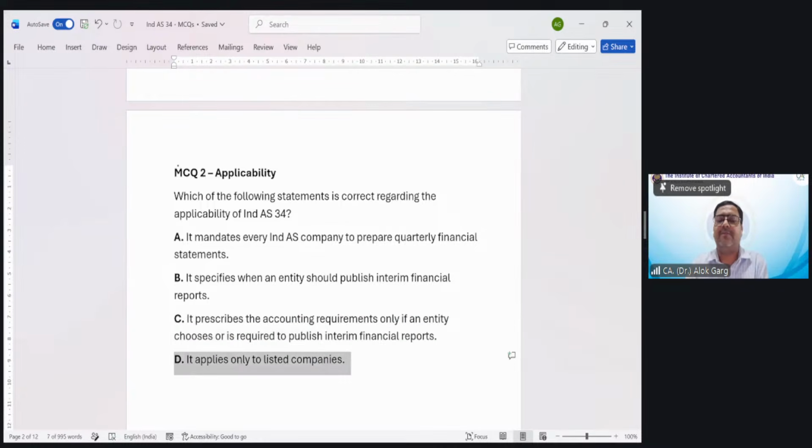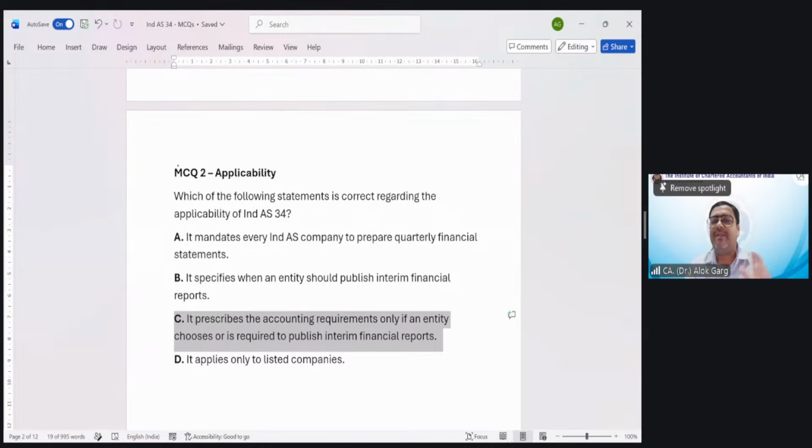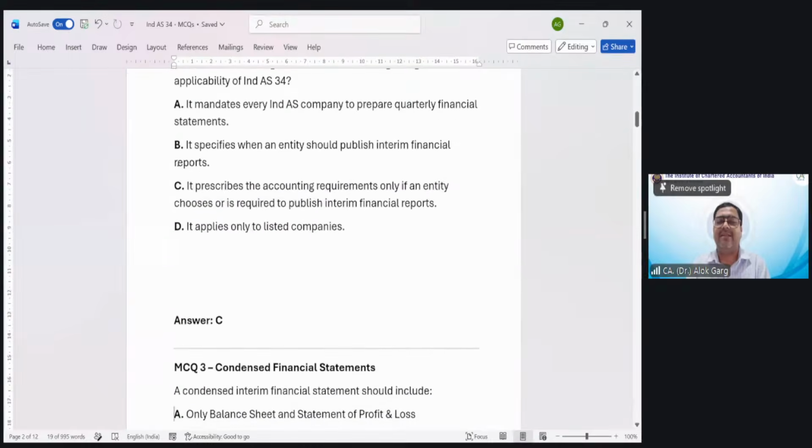It applies only to listed companies. This is also wrong. It does not specify that. C is the right answer. It prescribes the accounting requirement when an entity decides or is required to publish interim financial reports. C is the right answer.